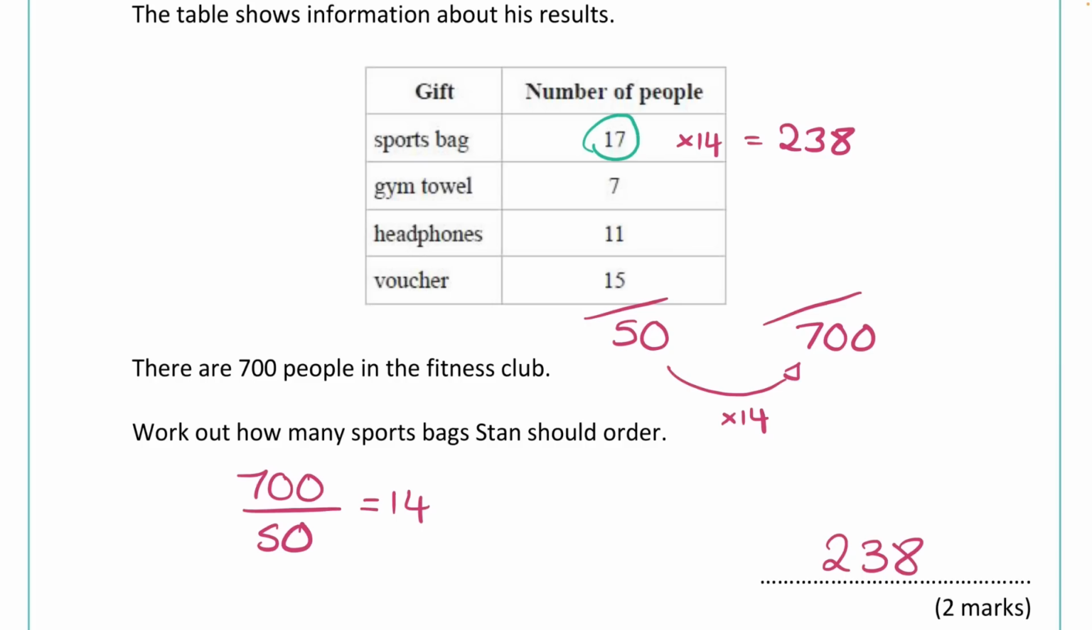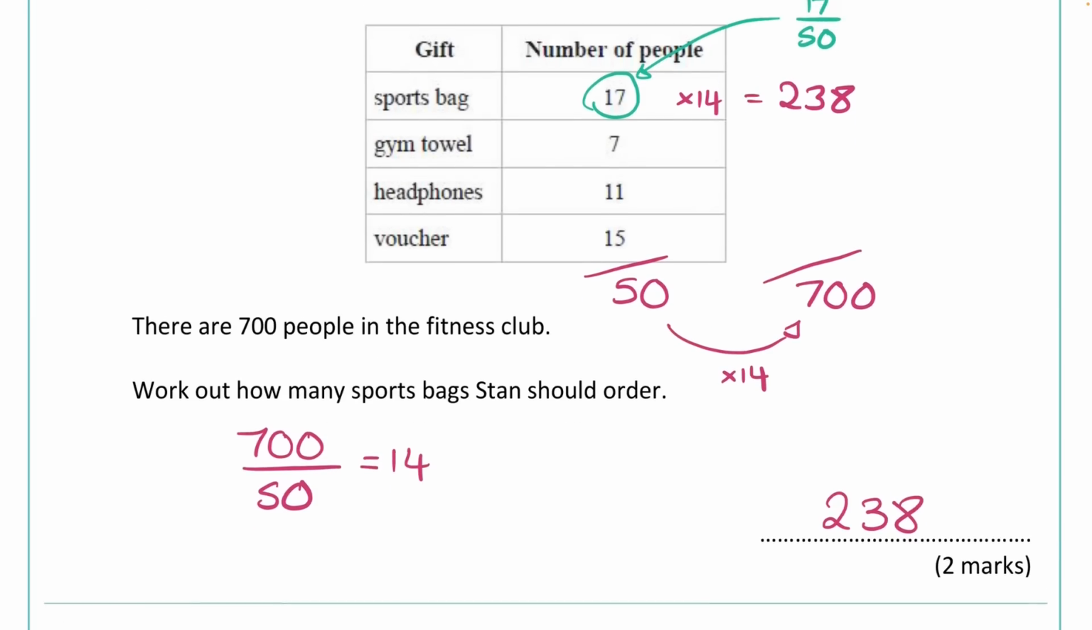It's essentially doing exactly the same maths, but we have 17 out of 50 that want the sports bag. So to work out 17 50ths, we would divide by 50, which is exactly what we did just here to find 14, and then multiply our answer by 17, which is exactly what we did just here. So it's exactly the same maths, it's just a slightly different way of looking at it and approaching it. But we get the same answer either way, 238.